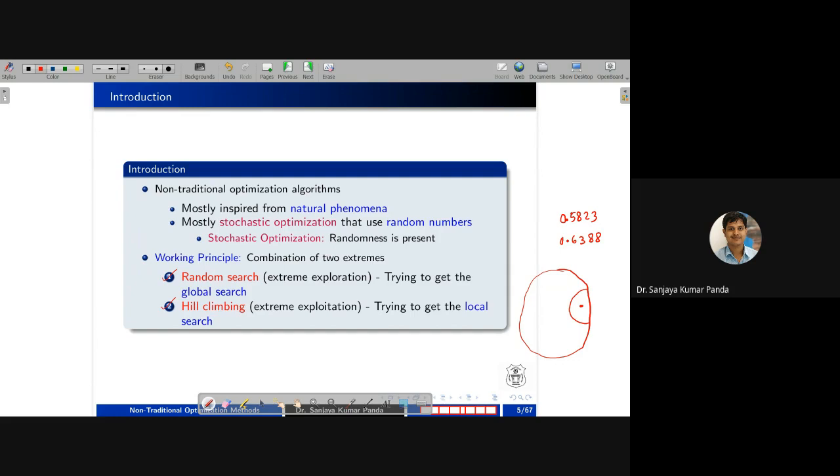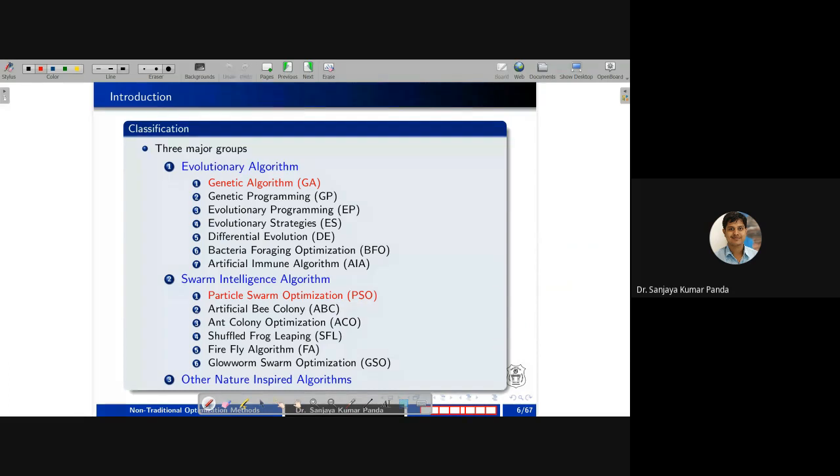If you go for categorization of these non-traditional optimization methods, then you will find there are three major groups into which you can divide all the optimization methods. And most of the optimization methods mentioned in this slide or the next slide are going to be covered in our faculty development program. First one is called evolutionary algorithm. Under evolutionary algorithm, we have genetic algorithm, genetic programming, evolutionary programming, evolutionary strategies, differential evolution, bacteria foraging optimization, and artificial immune algorithm. This belongs to one category.